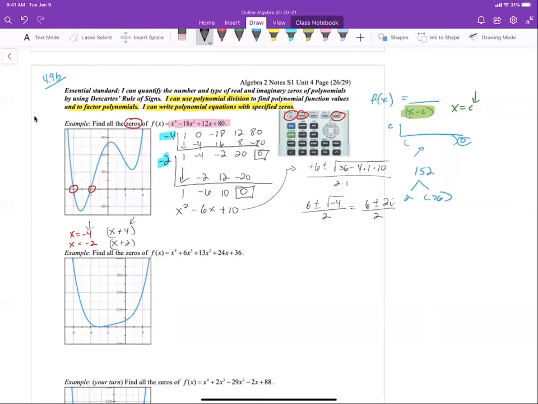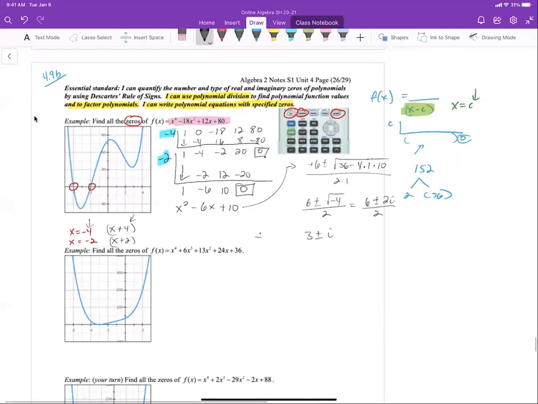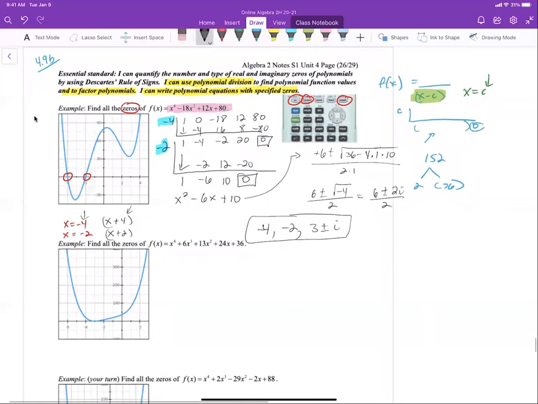Both terms of the numerator are divisible by 2. So I get 3 plus or minus i. That's 2 zeros. And what were my other ones? -4 and -2. So the total number of zeros is 2 real and 2 imaginary, for a total number of 4.